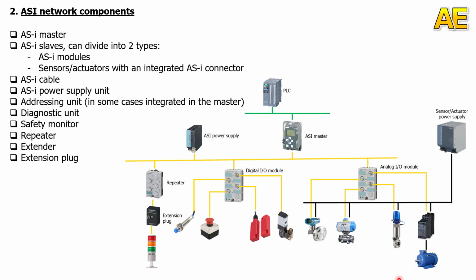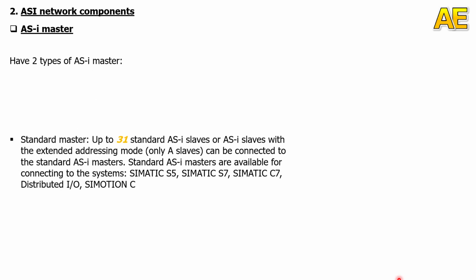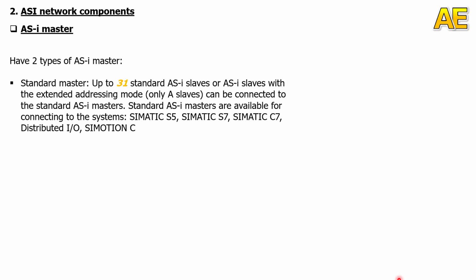Okay, I will show you the detail of each component now. Firstly, about the ASI master. We have two types of ASI master. The first is the standard master. Up to 31 standard ASI slaves or ASI slaves with the extended addressing mode. Only 8 slaves can be connected to the standard ASI master. Standard ASI masters are available for connecting to the systems Simatic S5, S7, C7, distributed I/O, and Simulation C.